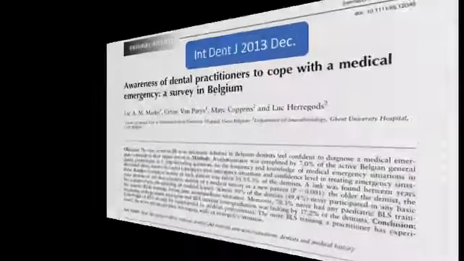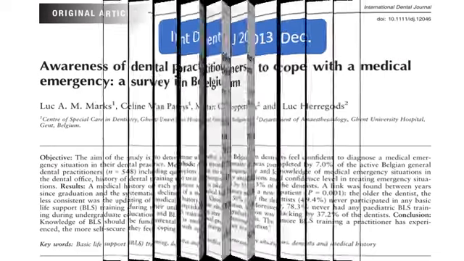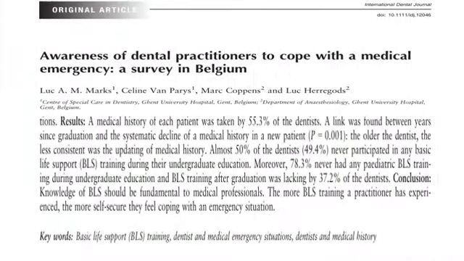I'm going back to the Belgian paper once more, where they surveyed about 550 dental practitioners in Belgium. It has been found that almost 50% of the dentists surveyed never participated in any basic life support training during their undergraduate education, and 78.3% of them had never had any pediatric basic life support as well. Postgraduate education was lacking for 37.2% of the dentists, and it has been concluded that knowledge of basic life support should be fundamental to all medical professionals and dental professionals. And I myself would add that the whole staff in the dental office should be trained to avoid such an incident that happened in Los Angeles in 1988.